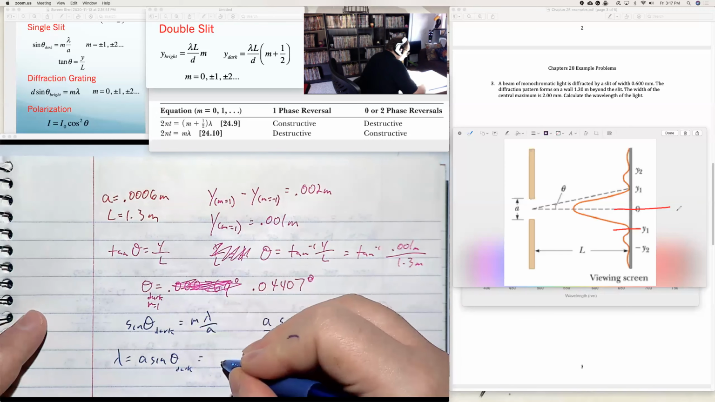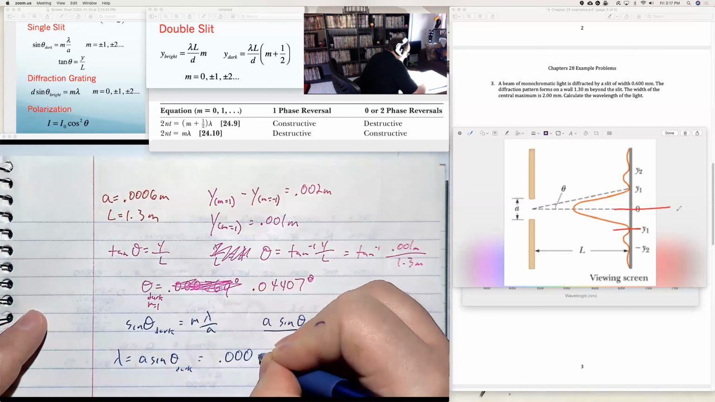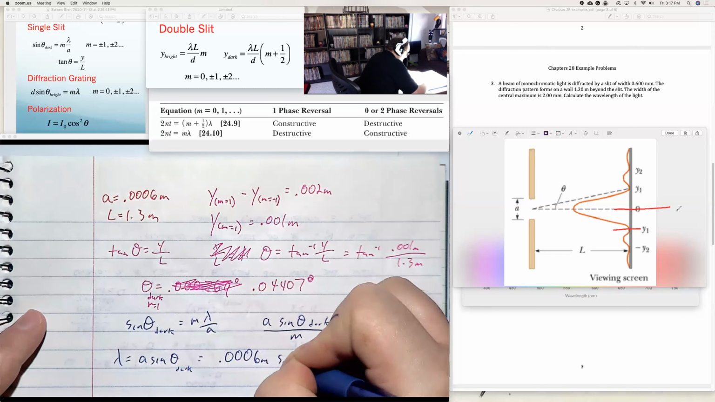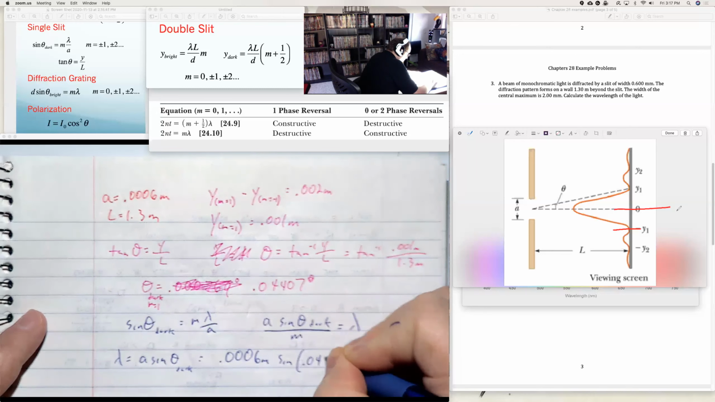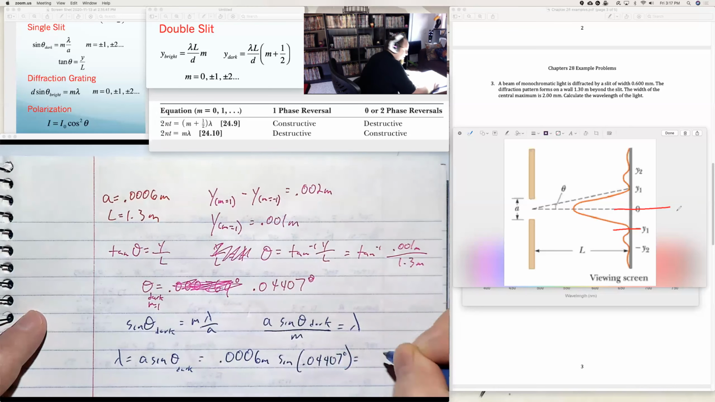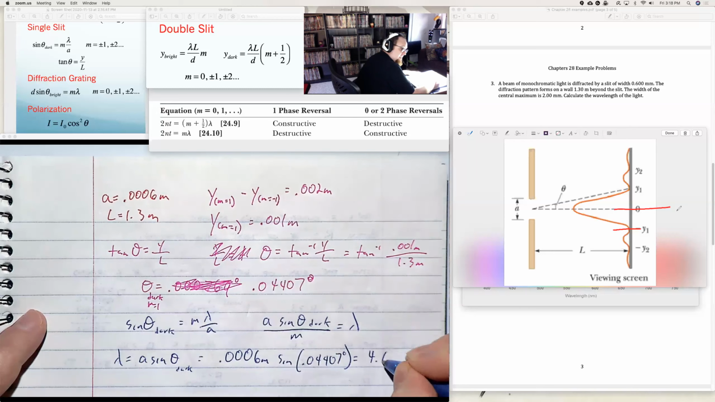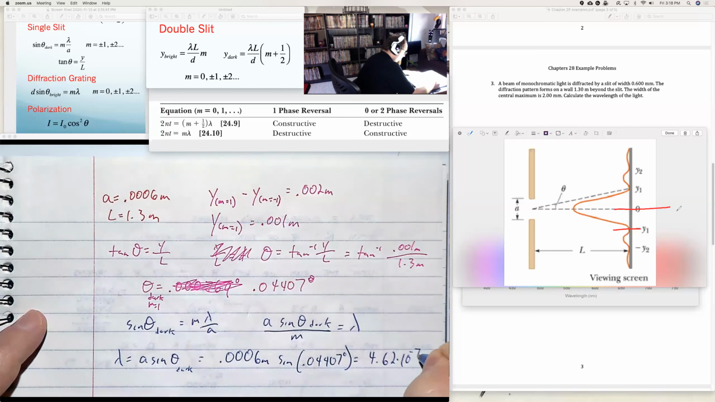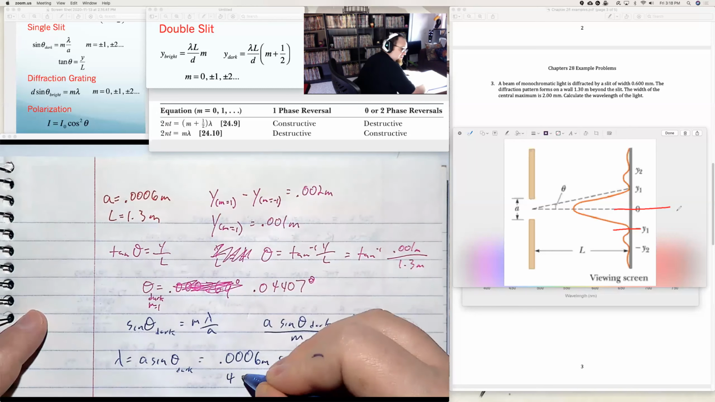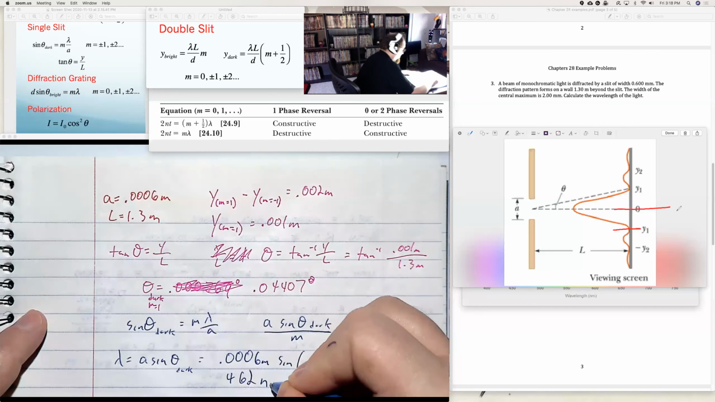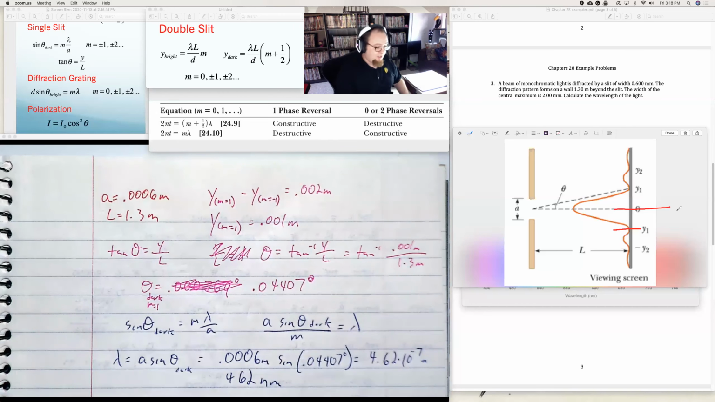So it's 0.0006 meters times sine of 0.04407 degrees, which is 4.62 times 10 to the negative 7 meters, or 462 nanometers. I can say what color that is off the top of my head. 462 nanometers is what I have memorized.